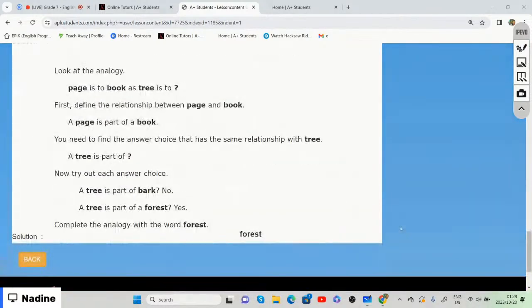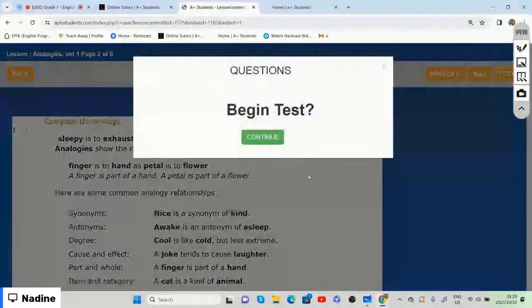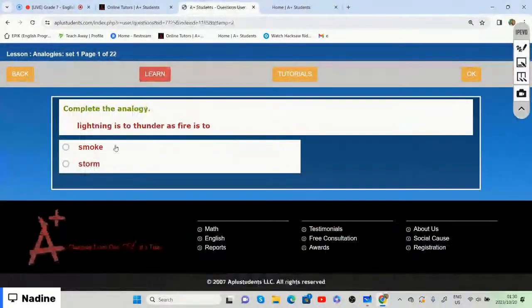Yes, so well done. All right, so let's do a test. We're going to complete the analogy. If lightning is to thunder, then fire is to what? Is it smoke or storm?